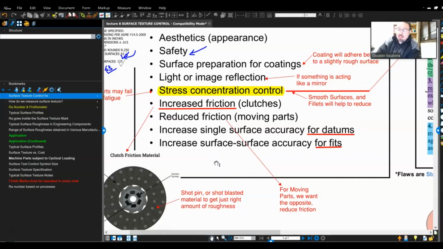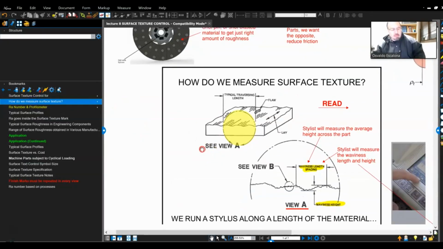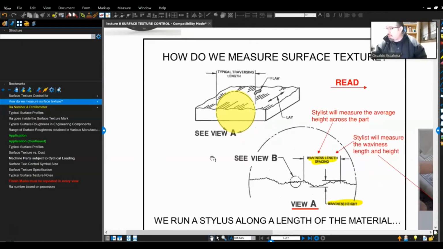You also want to do it when you want things to mate with each other. And by the way, we're going to start talking about assemblies soon, which is going to require us to understand how things fit. And understanding how things fit is going to require us to understand the surface of the interfaces. Okay, so how do you measure surface? This is really important.